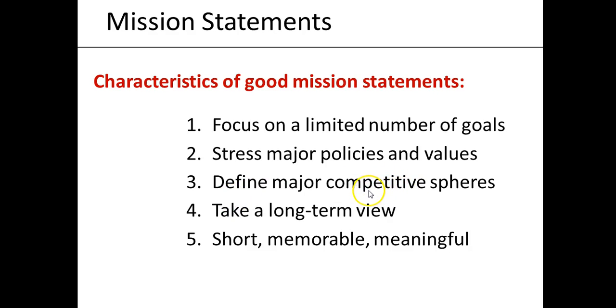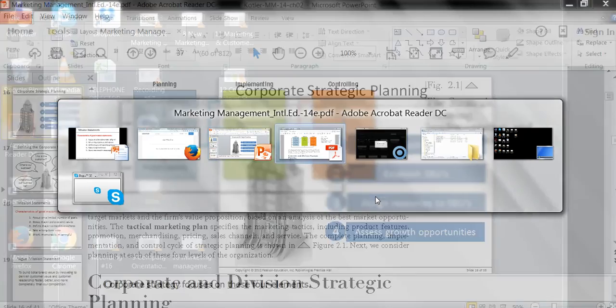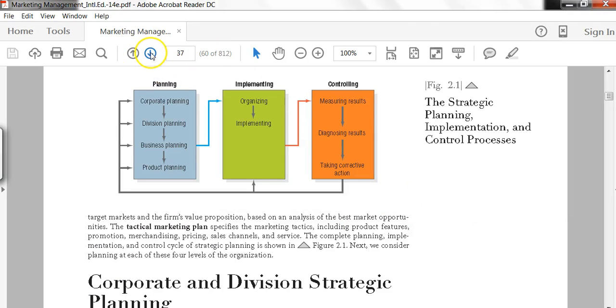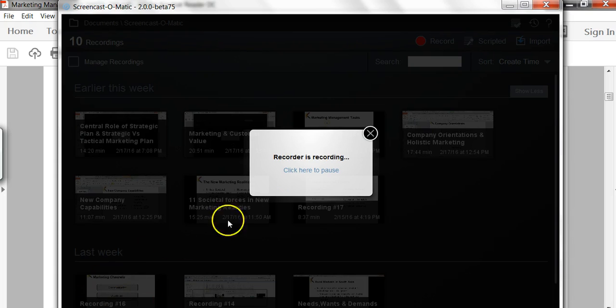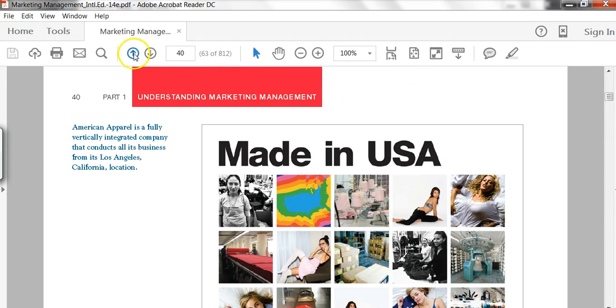When we talk about major competitive spheres, it means in which field or domain we plan to be competitive. If I go back to the book, you can see that we have an example of how we can define the major competitive spheres. Here in the book, just let me browse. It seems the book is coming now, just a moment. So if we see the major competitive spheres, let's go back to the book.